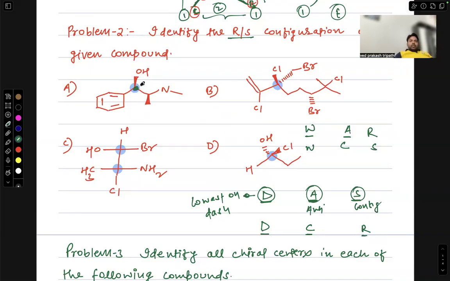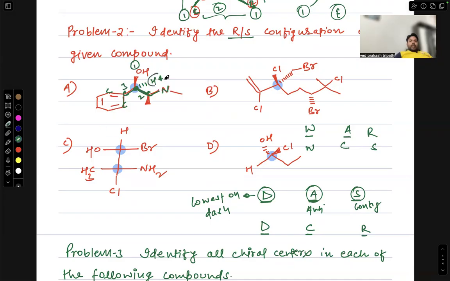Here wedge is OH, so dash would definitely be H. Now decide the priority. So whenever you have a group, compare the very first atom in each group. So this oxygen would be 1, hydrogen would be 4th. Now look at this carbon, this carbon. The very first carbon is same, but it is bonded to the nitrogen and it is bonded to a carbon. So between carbon and nitrogen, nitrogen has more priority. So this bond would be my second and this one would be 3.